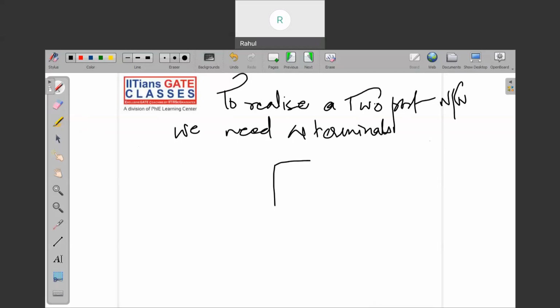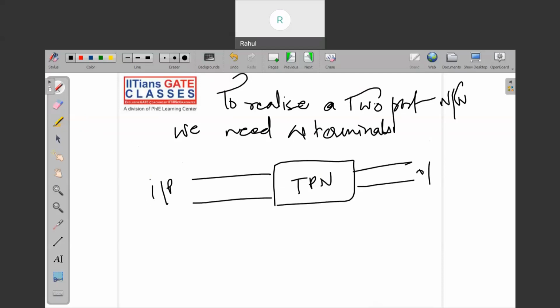So you can see here, suppose this is a two port network. These are the ports. This is the input port where input has to be applied, and this is the output port where output has to be taken, right?